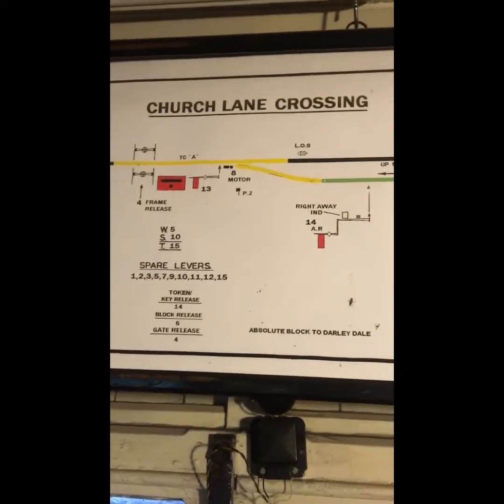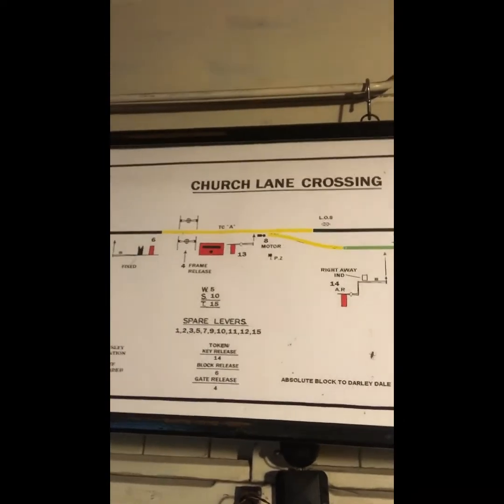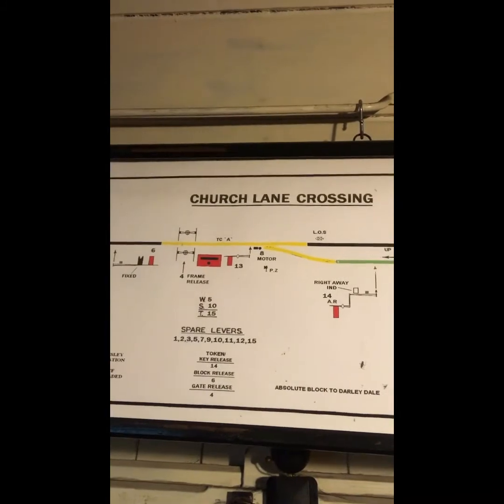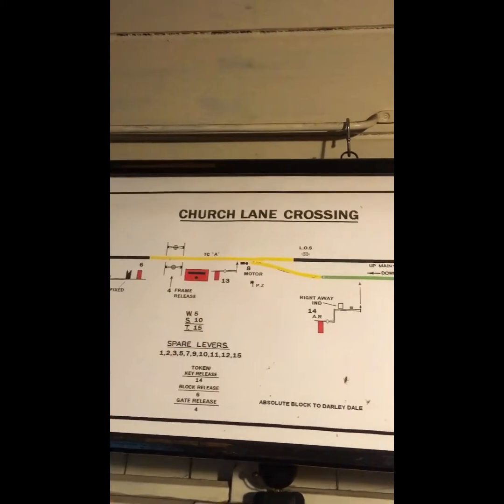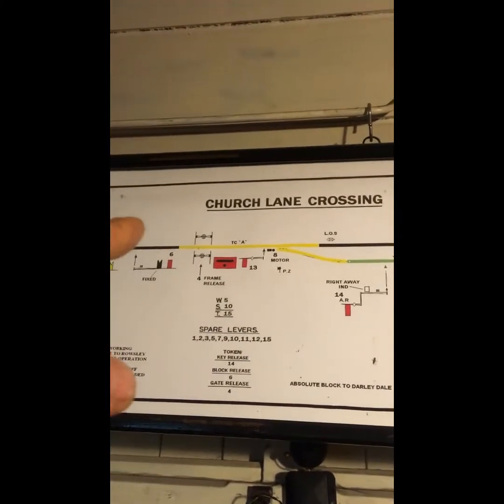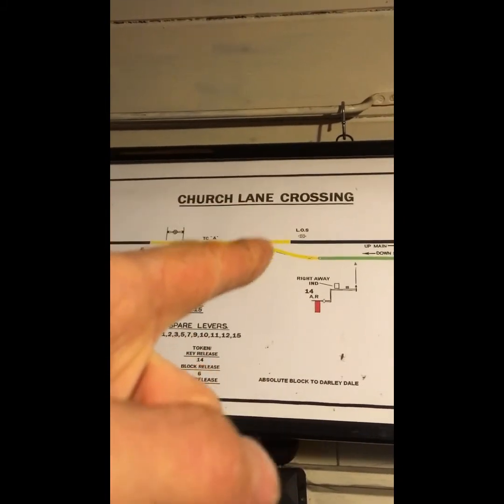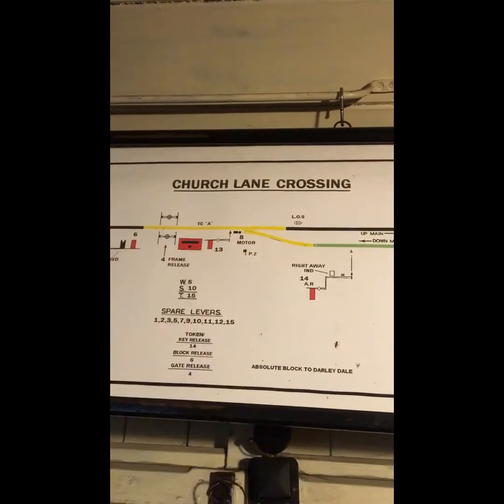Now, if we look at our track circuit diagram, this should give us some relevant information about where our track circuit is. In this example here, track circuit A, our yellow track, goes all the way from one side of the level crossing to the other side of the level crossing. It does go through a set of points up to a limit of shunt.